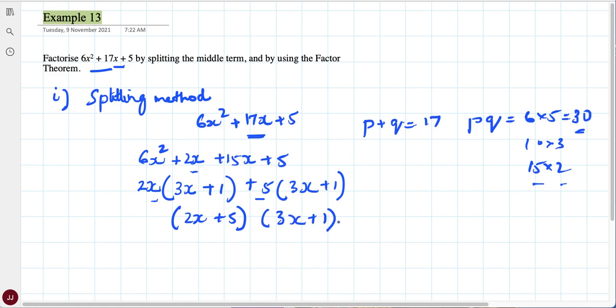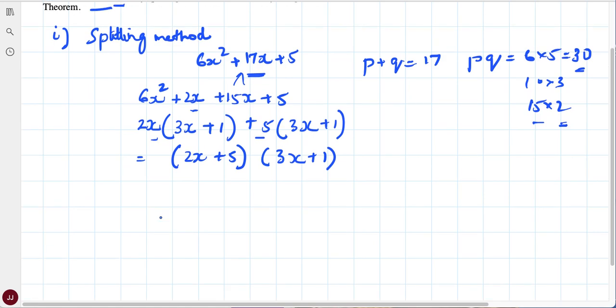So this was quite simple and straightforward. We find the two numbers that give the sum and product, and we use them to split the middle term, and based on that we found the factors, right? The second one is going to be a little bit tricky.